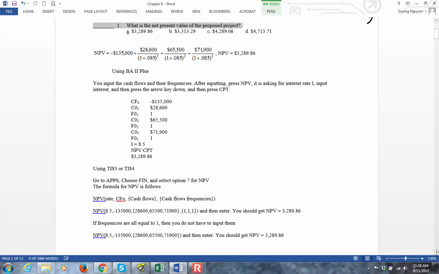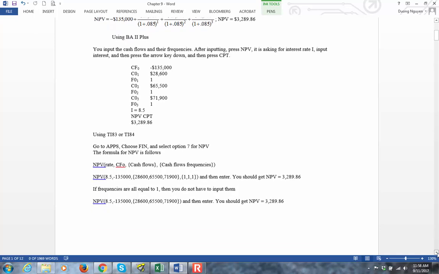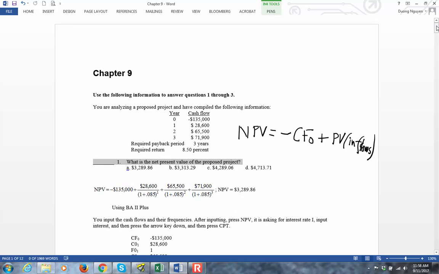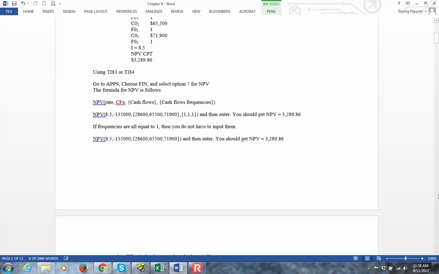Now, if frequencies are all equal to 1, you don't have to input them. You can ignore them. So you simply input the interest rate, cash flow at time 0 and the cash flows in year 1, 2 and 3 and enter. You can ignore the frequencies. You get the same answer. Alright, so that is how you calculate NPV for a project using a calculator or using a formula.